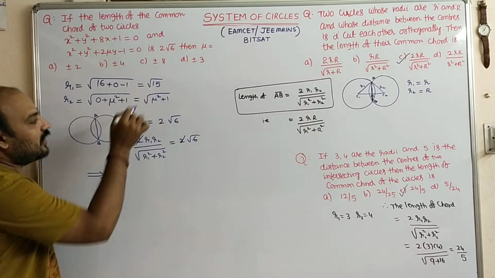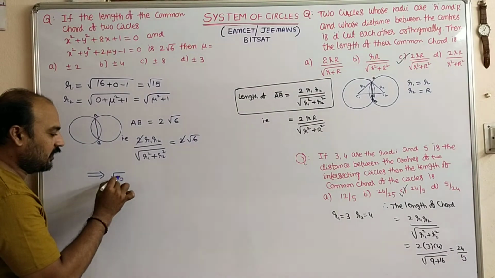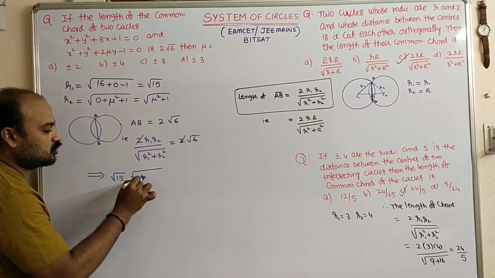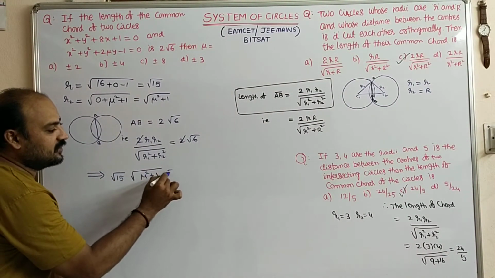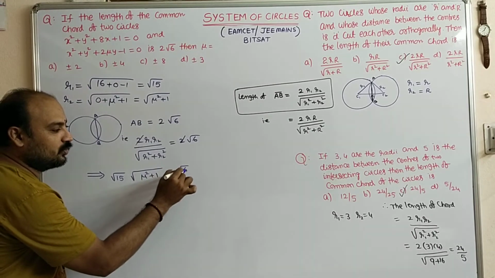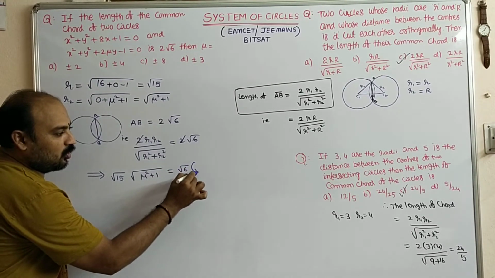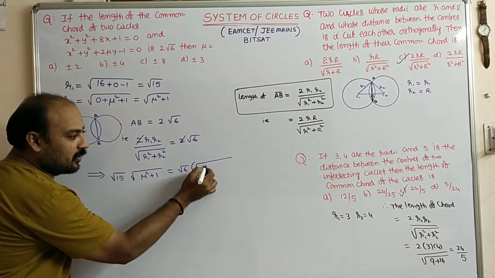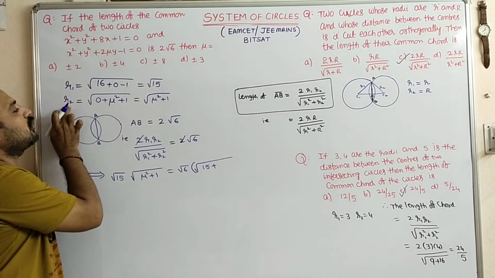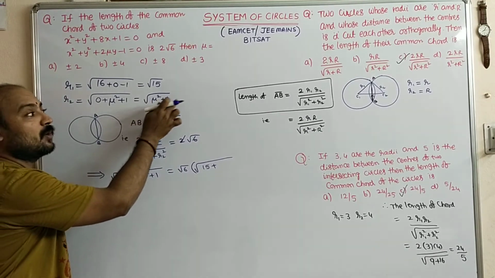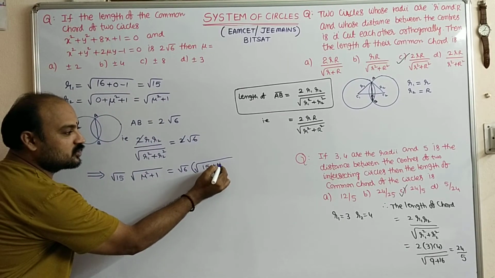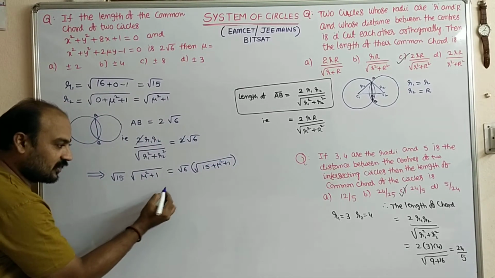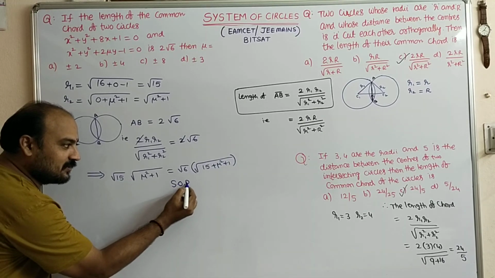R1, R2, R1 value is what? Root 15 into R2, mu square plus 1 is equal to root 6 into root over R1 square. R1 square means root 15 whole square, it will become 15 plus R2 square, root of mu square plus 1 whole square, that means mu square plus 1. Squaring on both sides and then simplifying.